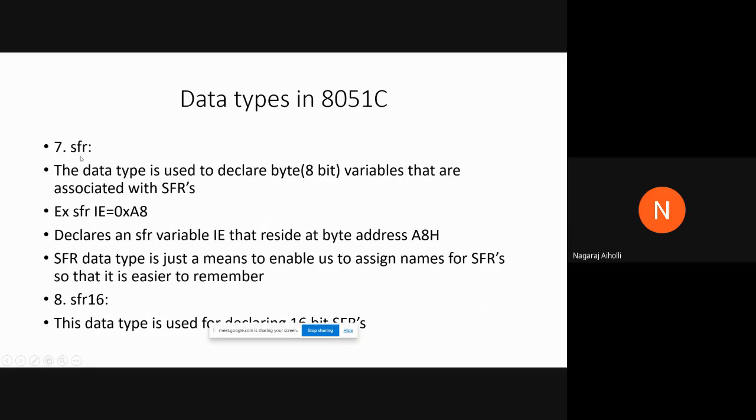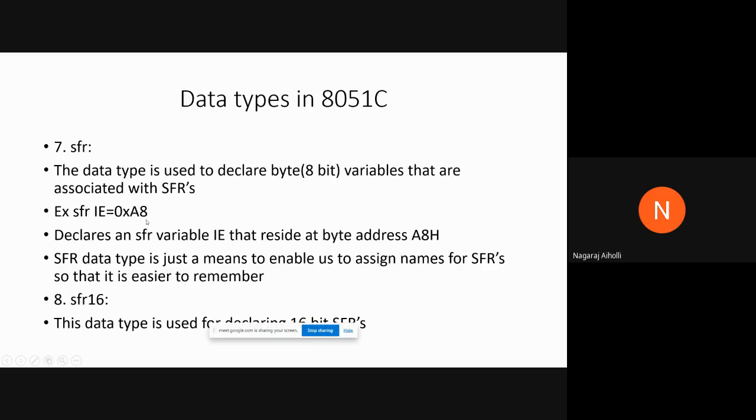Next, SFR, the full form is special function register. We know that SFRs can store 8 bits. They are 8-bit values. This data type is used to declare byte, that is 8-bit variables, that are associated with special function registers. An example is SFR IE = 0xA8. The full form of IE register is interrupt enable register. This interrupt enable register is stored in memory location 0xA8.